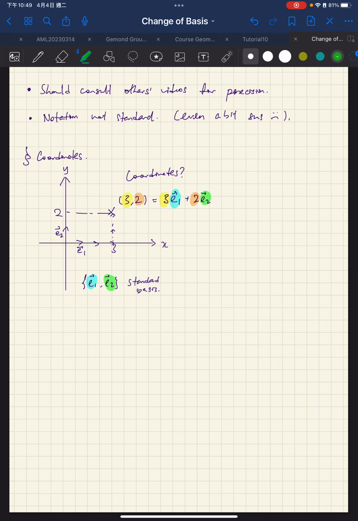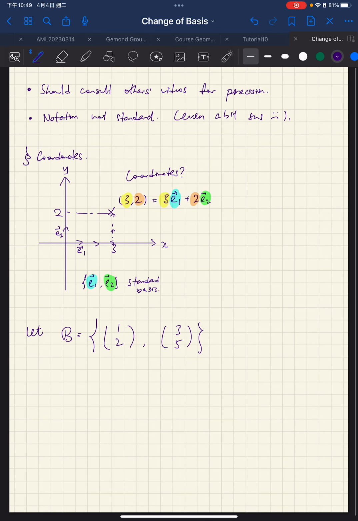So for example, let's say the basis is 1, 2 and 3, 5. It's a basis, you can check. You should check linear independence and spanning and so on. But now if I assume that it is a basis, then for this vector we can write it in terms of this, like this.